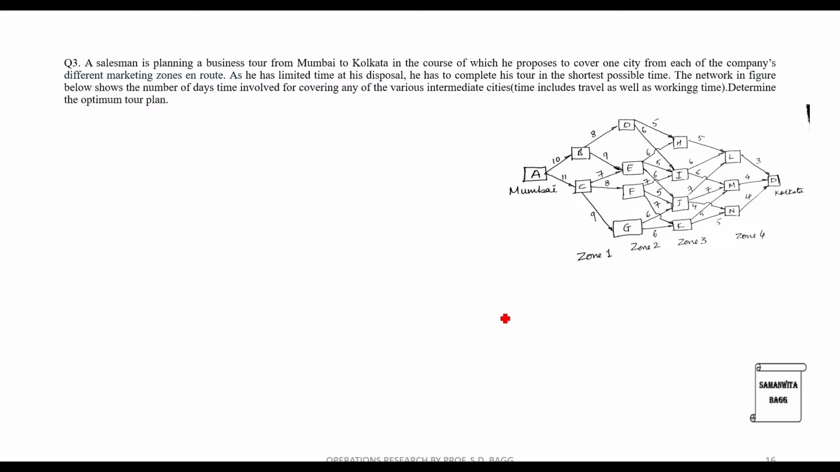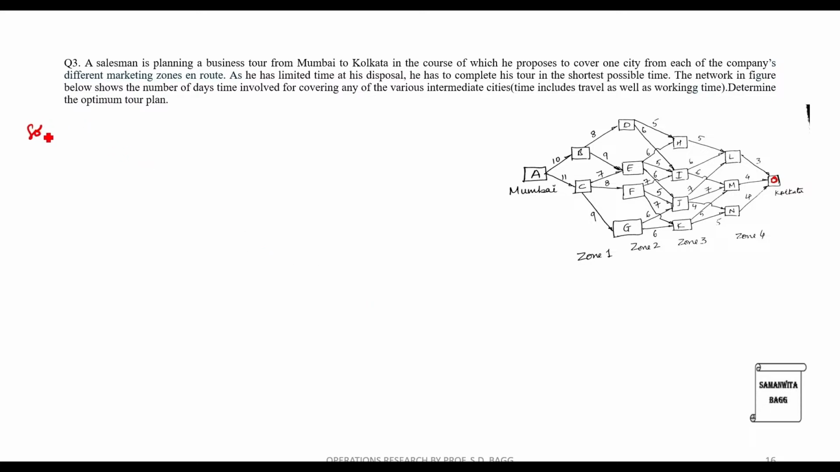So as you can see over here, there is a tour from Mumbai to Kolkata. We are starting from A and we will go up to O. There are various cities in between which the salesperson has to travel through.